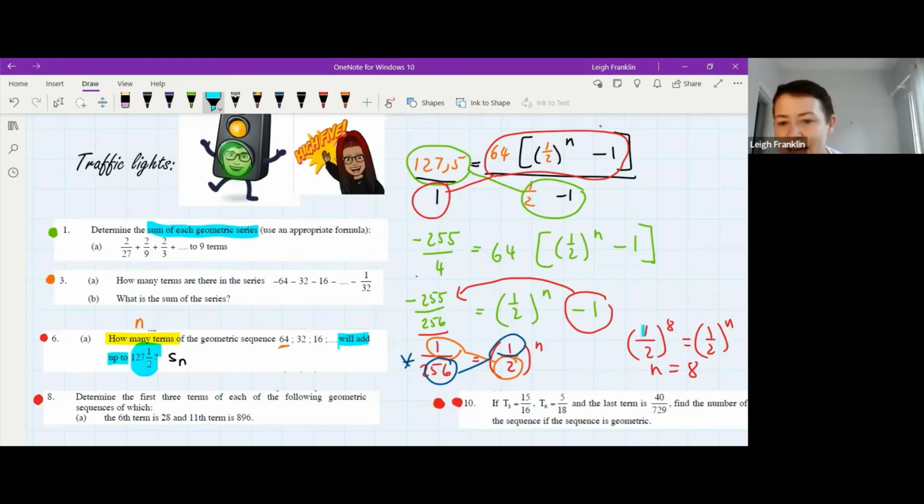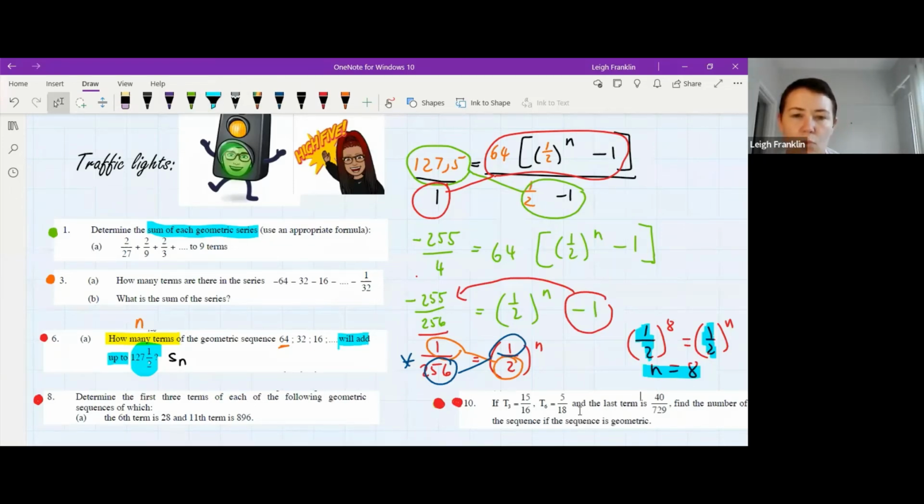So the idea here is to write 1 over 256 as 1 over 2 to the power of 8. That's equal to 1 over 2 to the power of n. Now that the bases are the same, you can equate the exponents. And Tebogang, what's your question? Ma'am, where you cross multiplied, right?